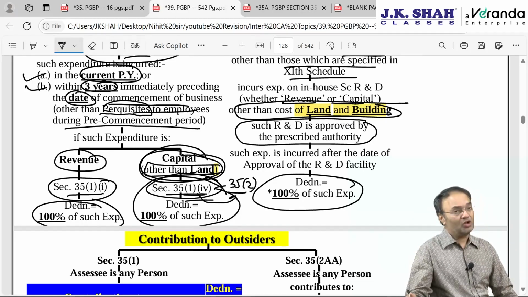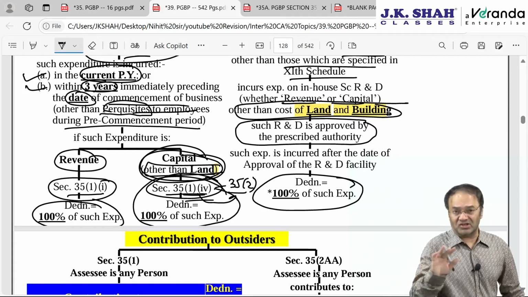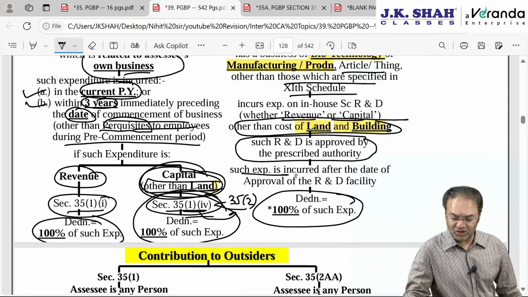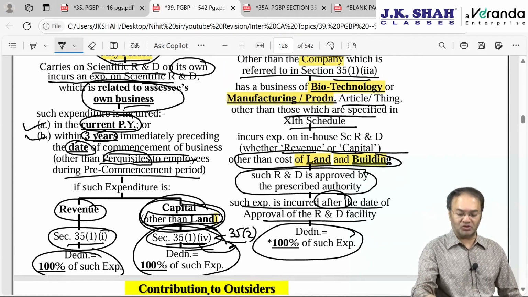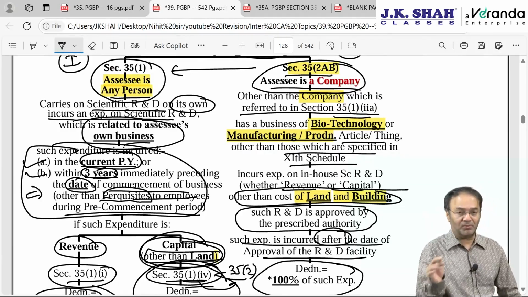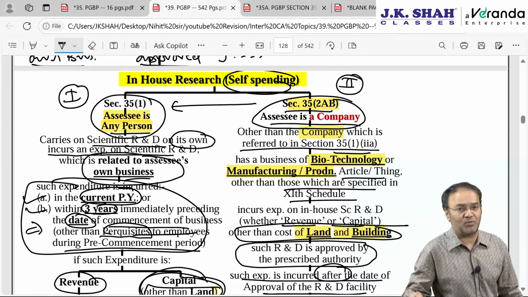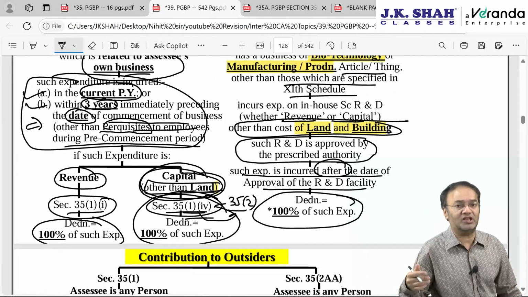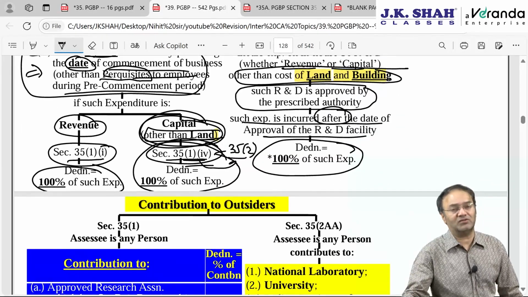Deduction will be 100% of the expenditure incurred, whether for revenue or capital. If it is for capital, it should be other than land and building, and secondly, it should be other than depreciation. Depreciation will no more be allowed. Such expenditure should have been incurred after the date of approval of R&D facility. So here, pre-commencement period is not possible, unlike here, where we discuss current year expenditure as well as 3 years prior to the date of commencement. Here, in second category, pre-commencement is not possible logically, because the expenditure should have been incurred after the date of approval of R&D facility. Deduction in any case will be 100%.